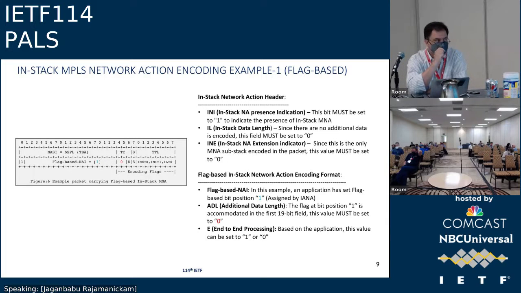Okay, so now let's see some examples, so that you'll have some idea of how this encoding is going to work. Example one is the pure flag-based MPLS network action, where I'm encoding a bit flag position of 1. The application at bit position 1 wants its network actions to be processed on the different nodes. Here the ADL field will be 0 because we are not adding any additional word apart from the general encoding flags. And in the end, as I told you before, the E bit is set based on whether the processing is end to end or hop by hop. Next slide, please.